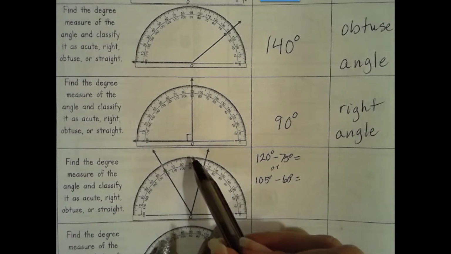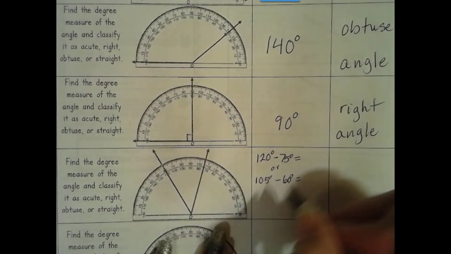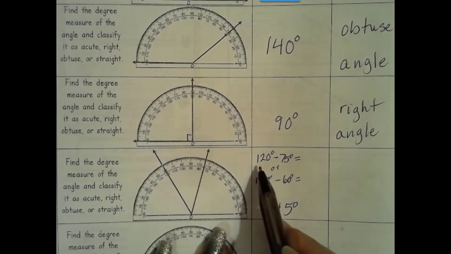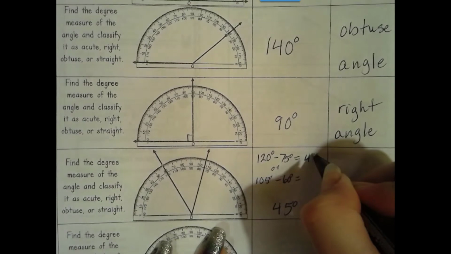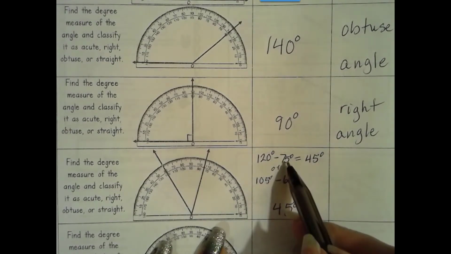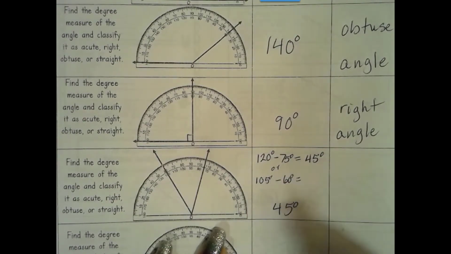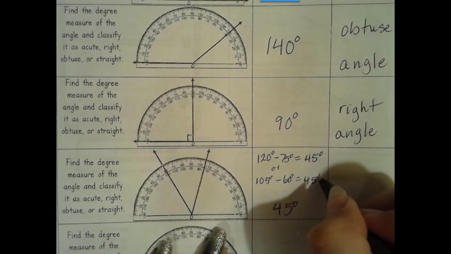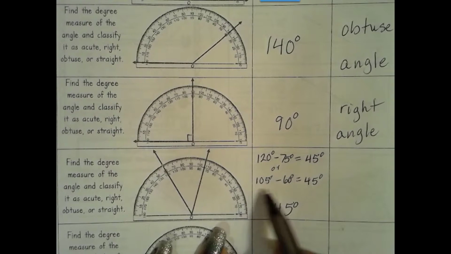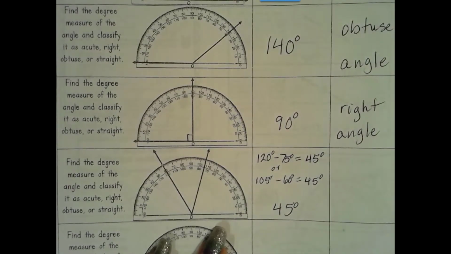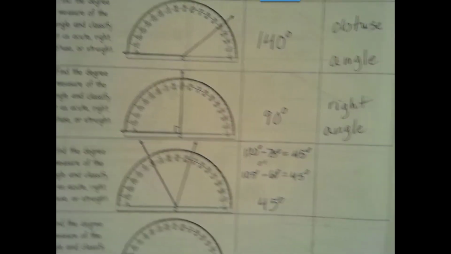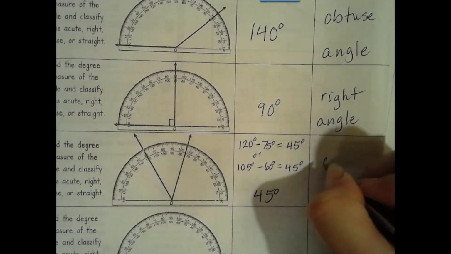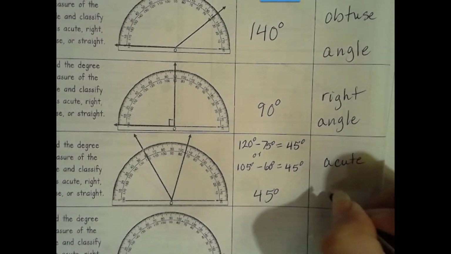10, 20, 30, 40, and halfway would be 45 degrees. 120 take away 75 is actually 45, because it takes 25 to get to 100, plus 20 more is 45. And then this would also be 45. 5 take away 0 is 5, 10 take away 6 is 4. If it's a 45-degree angle, that means it is an acute angle.